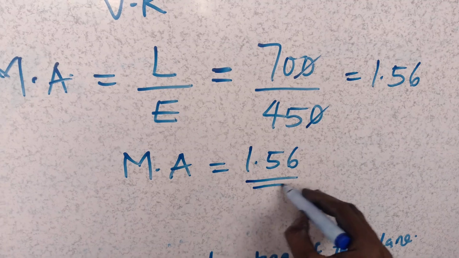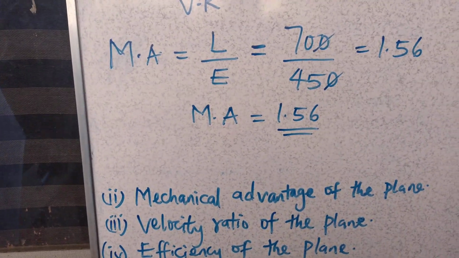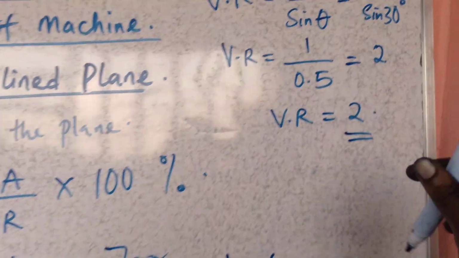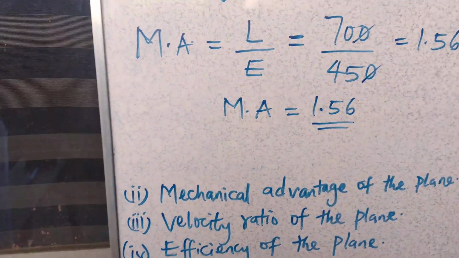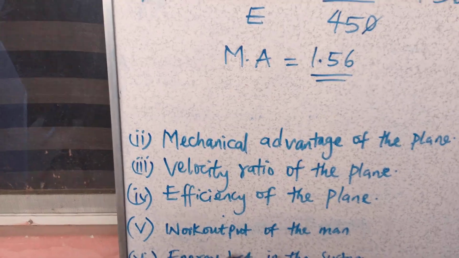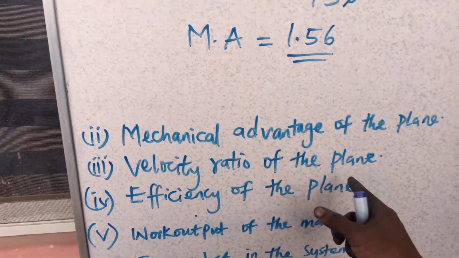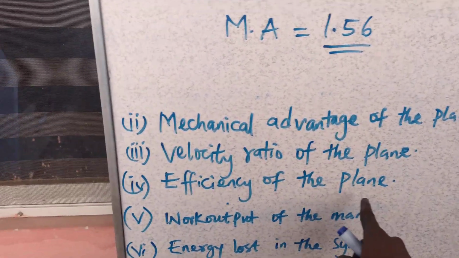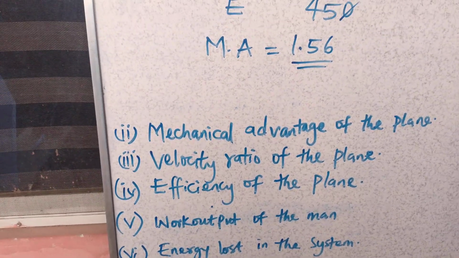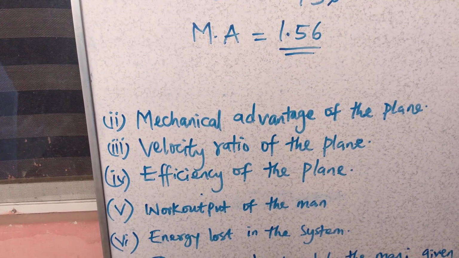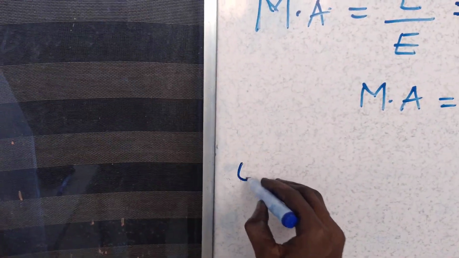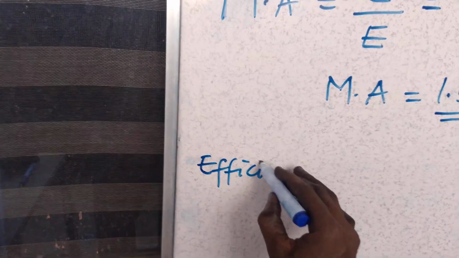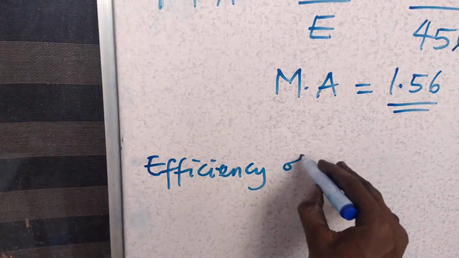So that's the mechanical advantage, and the velocity ratio is 2. Mechanical advantage is 1.56. Then we can look for the efficiency of the system. We have gotten the mechanical advantage, we have also gotten the velocity ratio of the plane, and let's look for the efficiency of the inclined plane quickly.